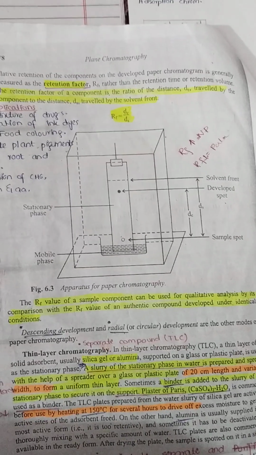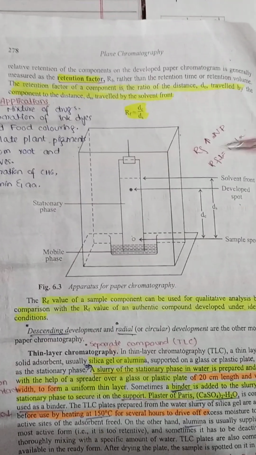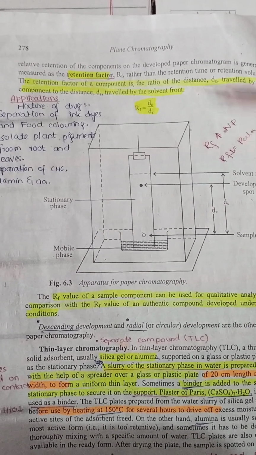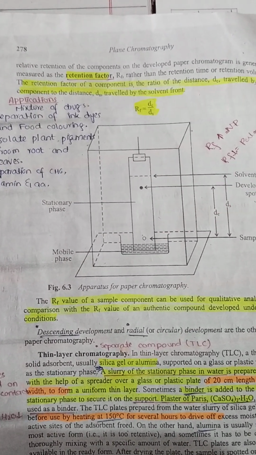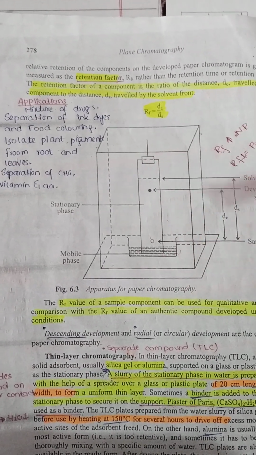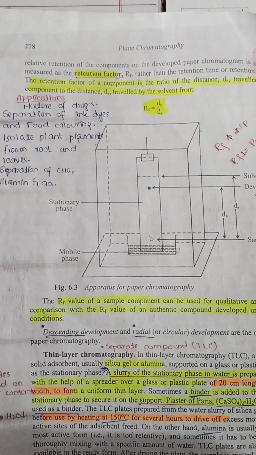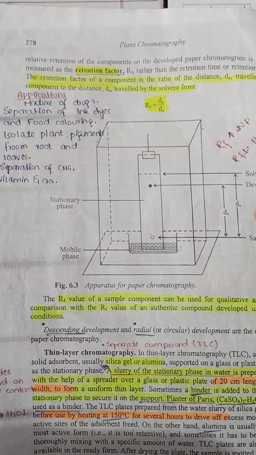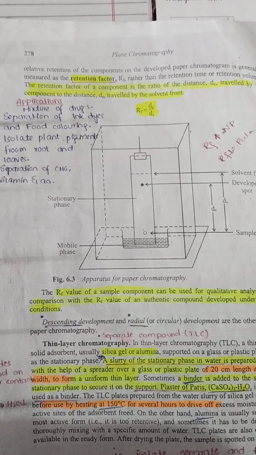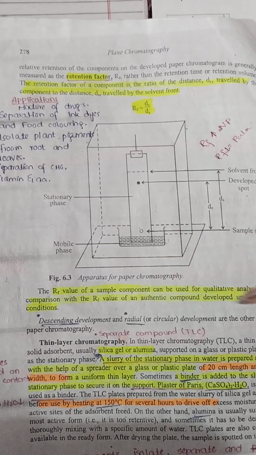Now we use different types of paper chromatography, such as descending development or radial development. Descending means our mobile phase is run from this side, and radial means we place a petri plate in which we place a mobile phase and cover it with this. After that, now we discuss thin layer chromatography.